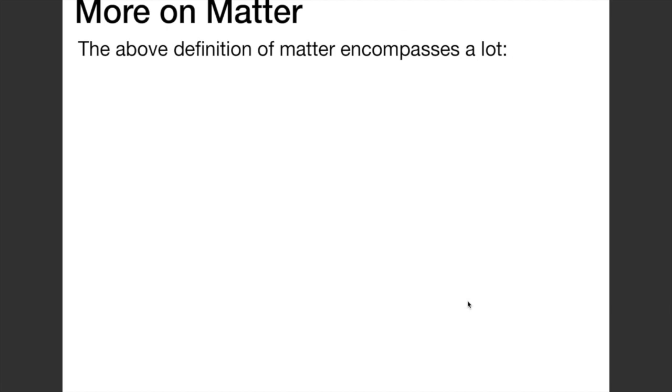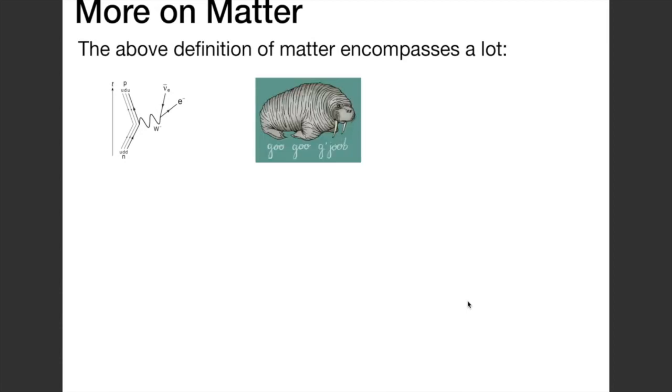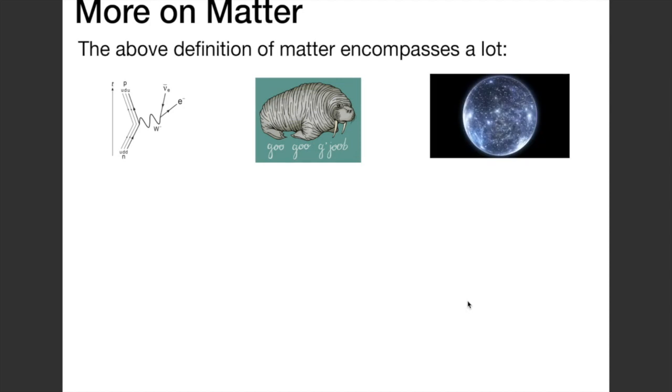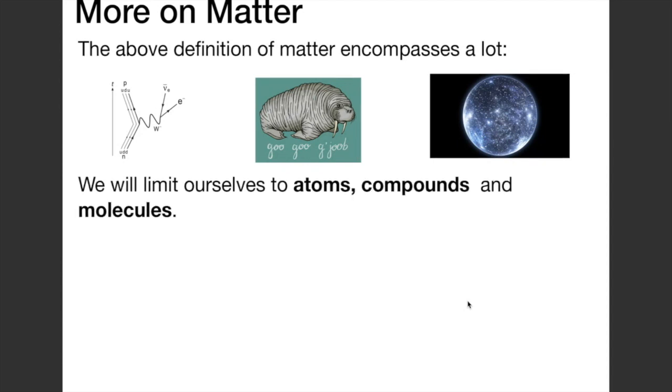So we've defined matter as anything that has mass and volume. And this encompasses a lot of different objects. Everything from small subatomic particles like protons, neutrons, and neutrinos, to creatures such as walruses, to the universe as a whole. All of these have both mass and volume. For chemistry, we limit ourselves to studying atoms, compounds, and molecules. Atoms, compounds, and molecules all have mass and volume.